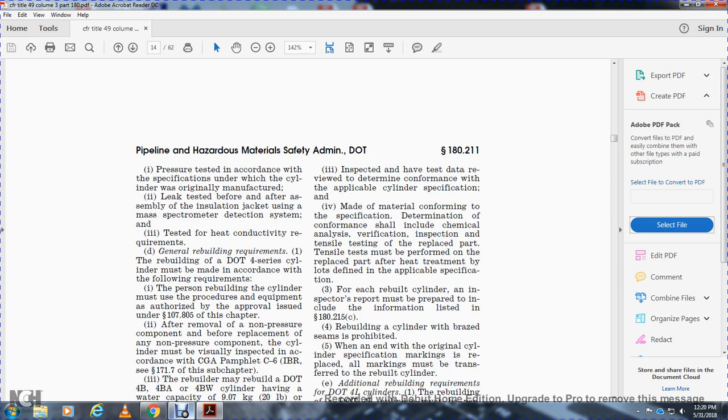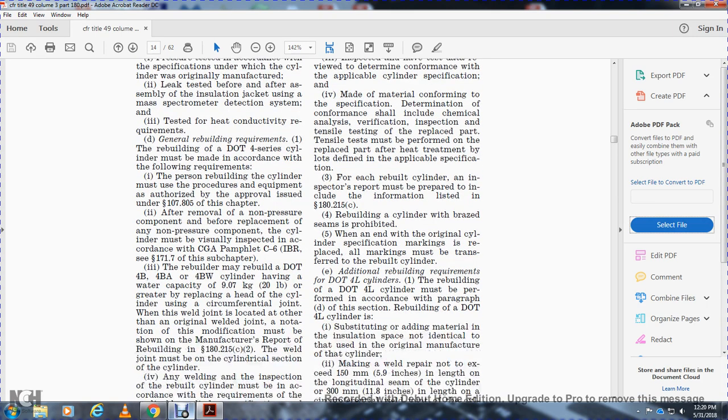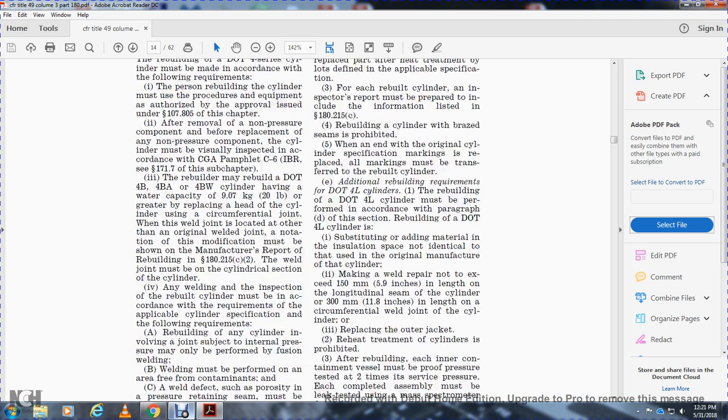After the removal of the non-pressure component and before the replacement of the non-pressure component, the cylinder must be visually inspected in accordance with CGA pamphlet C6. The rebuilder may rebuild the 4B, 4BA, 4BW cylinders with a water capacity of 20 pounds or greater by replacing the head of the cylinder with a circumferential joint, with the welded joint located at the original welded joint. The notation for the modification must be shown in the manufacturer's report of the rebuilding of statute 182.15c. 2. The welded joint must be in the cylindrical section of the cylinder.